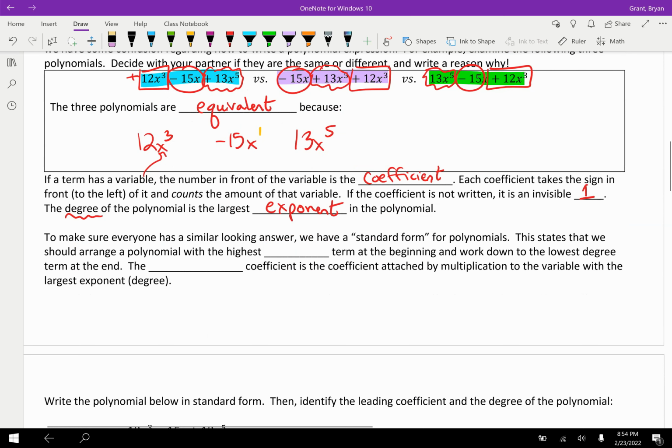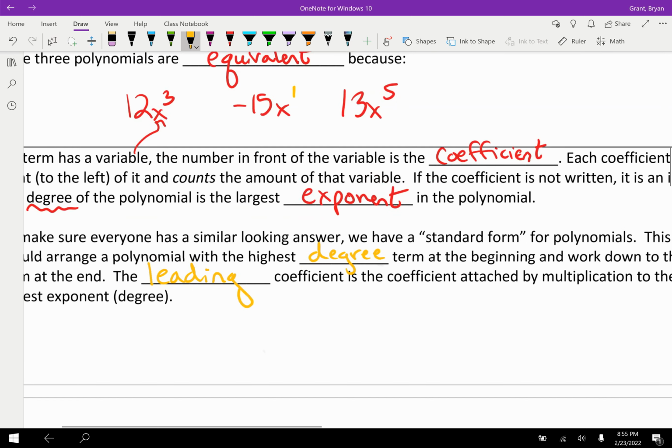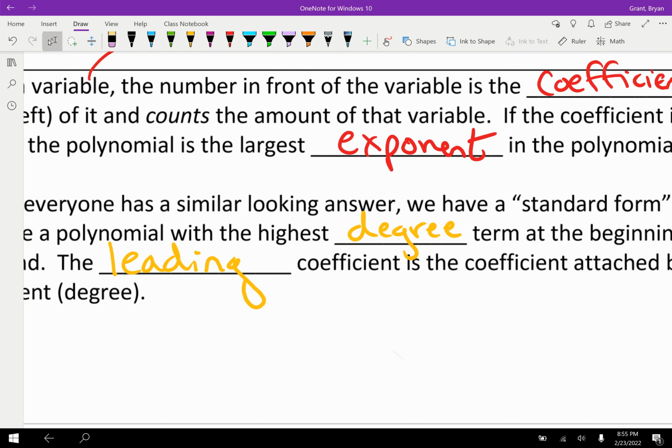Now, to make sure everyone has a similar looking answer, we have what's known as a standard form for polynomials. This tells us that we should write a polynomial with the highest degree, so that's a fancy word for exponent, at the beginning, and work our way down to the lowest degree, the lowest exponent, at the end. The leading coefficient is the coefficient that's attached to the term with the highest degree, or the largest exponent.